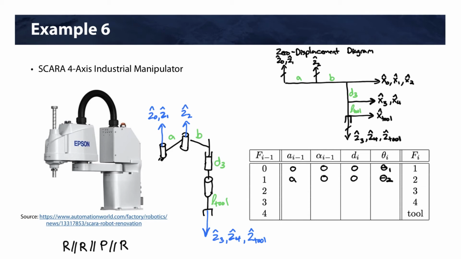2 to 3 now, the distance between Z's is B. The angle between Z's is 180 degrees, or pi. All right, and then we have our joint variable D3. And then we have 0 because there's no angle associated with the prismatic joint. And then 3 to 4. All right, they're collinear, so these are 0 and 0. There's no length between X, so that's 0. Then we have theta 4. And then lastly, we'll have 0, 0, L tool, and 0.